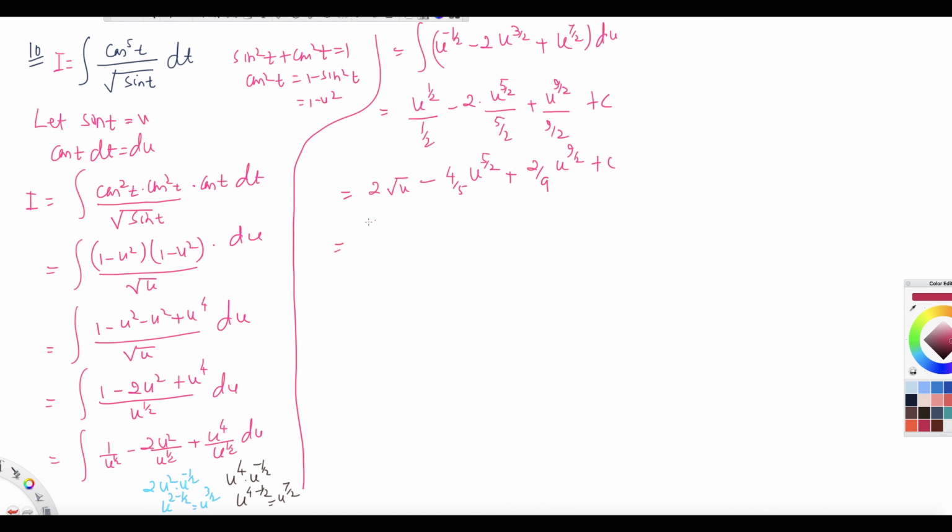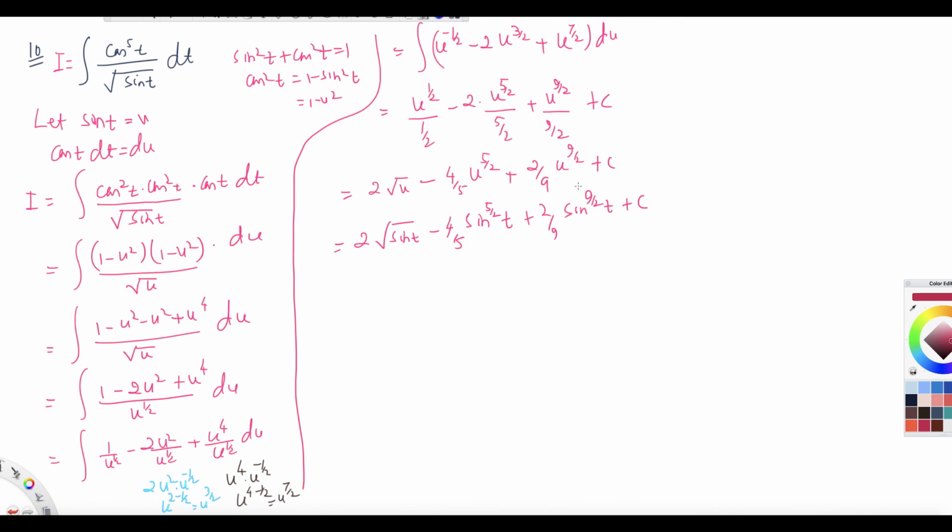That will be 2 under the root sine t, minus 4 over 5 sine to the 5/2 t, plus 2 over 9 sine to the 9/2 t, plus c. That's the final answer of this. Okay, guys, so that was question number 10.